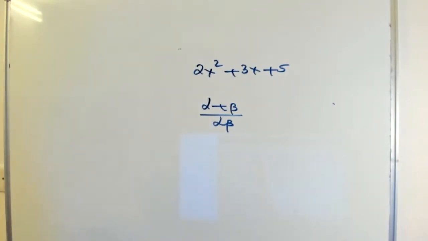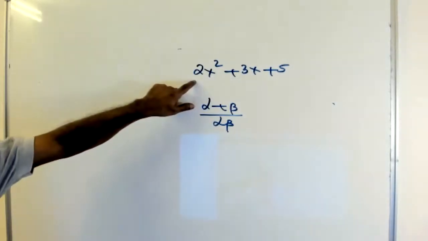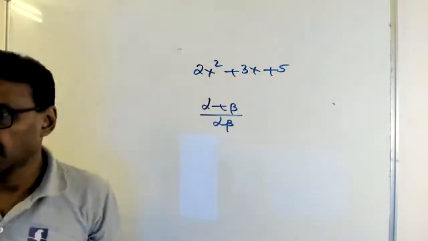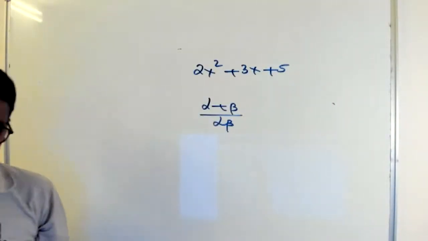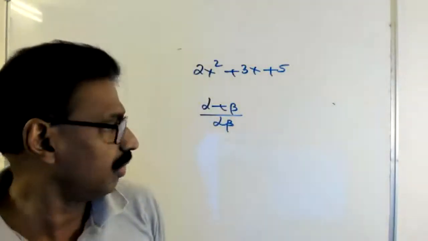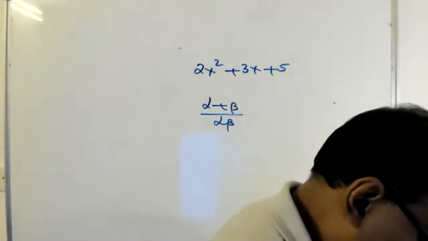Okay, try now. 2x square plus 3x plus 5, then alpha plus beta divided by alpha beta. I will repeat the question. Here, look. 2x square plus 3x plus 5. Alpha, beta are the zeros. Then find the value of alpha plus beta divided by alpha beta.